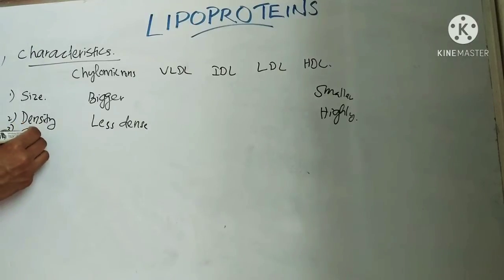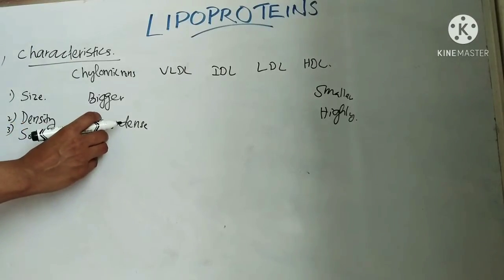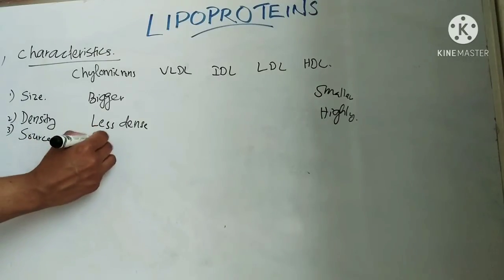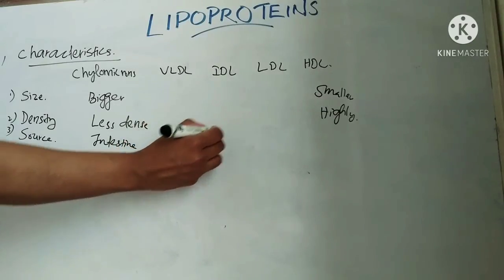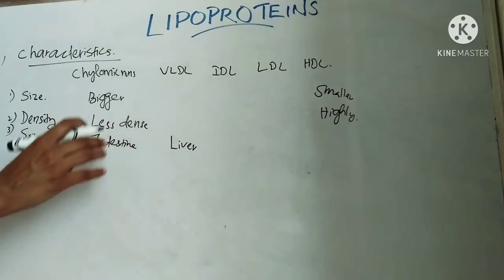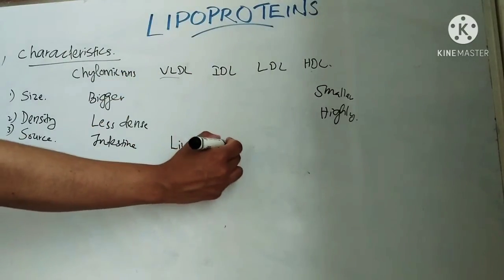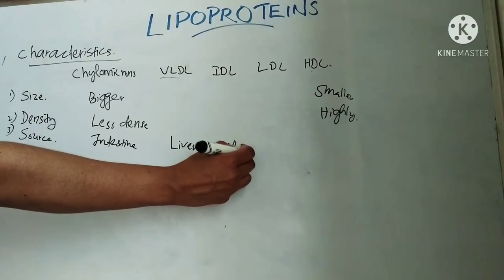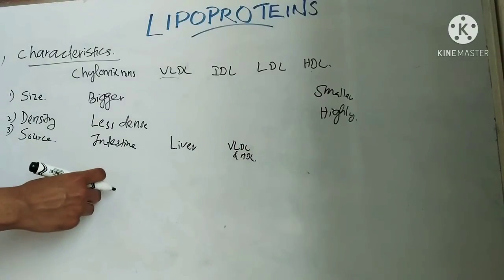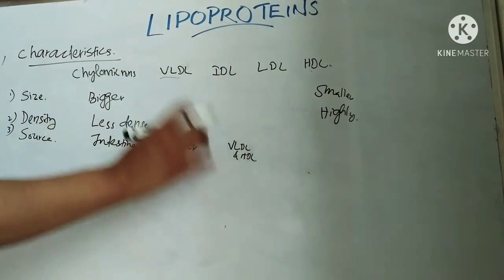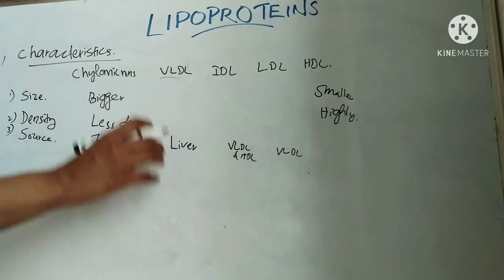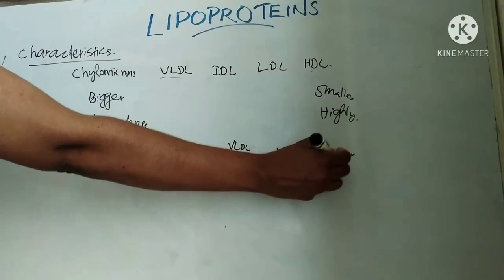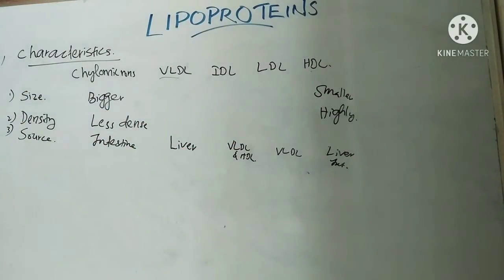Then source. Chylomicrons are synthesized in the intestine. VLDL in the liver. Intermediate density lipoprotein is formed from the degradation of VLDL and HDL. Then low density lipoprotein is synthesized from VLDL. Then HDL is synthesized in the liver and intestine. These are the sources of these individual lipoproteins.